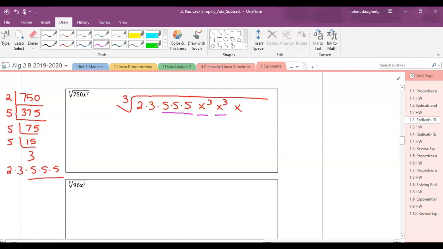Okay, so what is the cube root of 5 cubed? That's going to be 5. Cube root of x cubed, that's x. How many of those do I have? I have 2 of those. And then what's left? Under the radical, I'm left with the cube root of 6x.